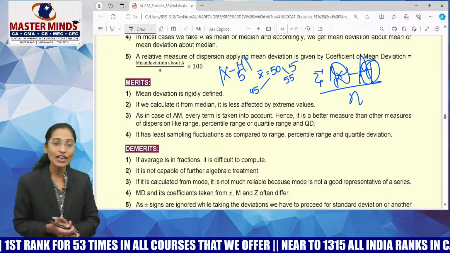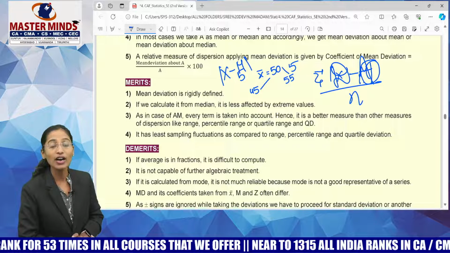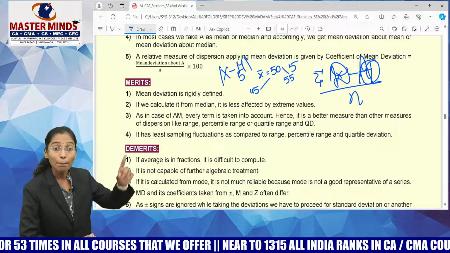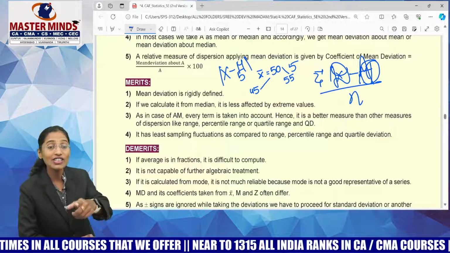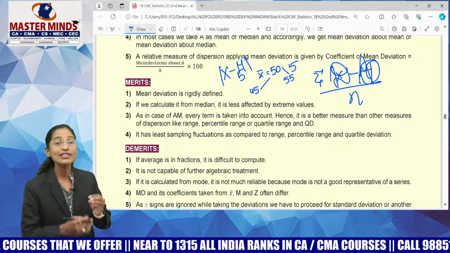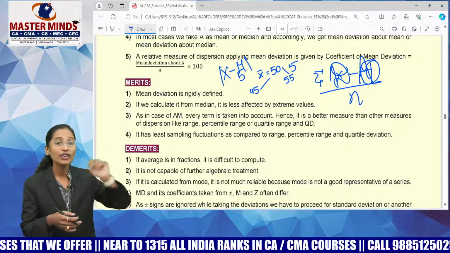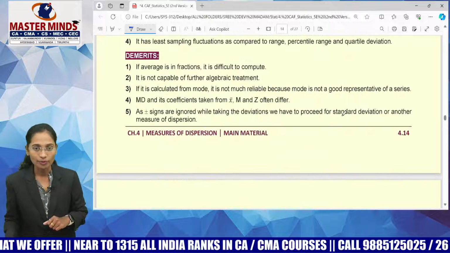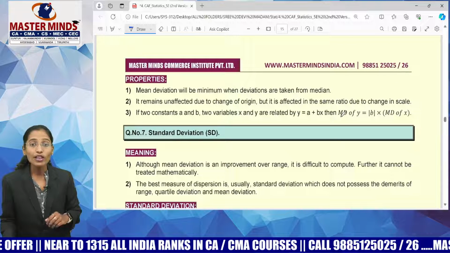Now the next advantage, or the next merit of a mean deviation is, compared to range and quartile deviation, this has least sampling fluctuations. Means it is more stable compared to range and quartile deviation. Got it, guys? So what are the properties?